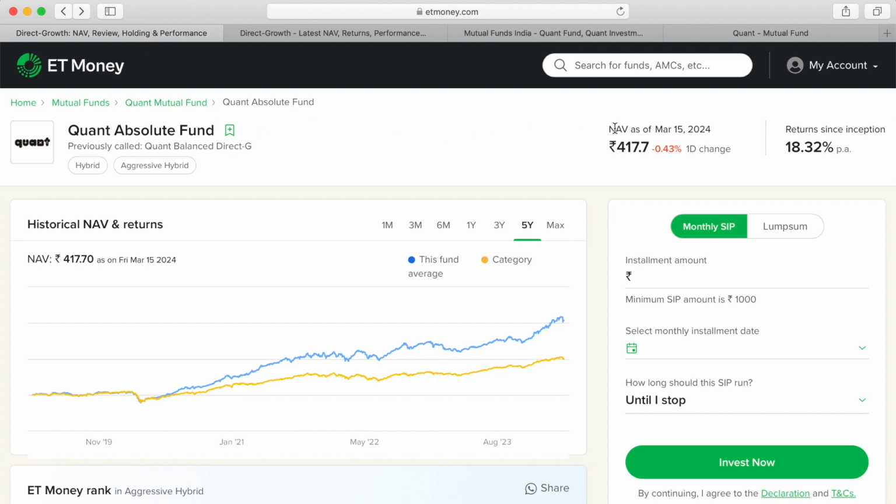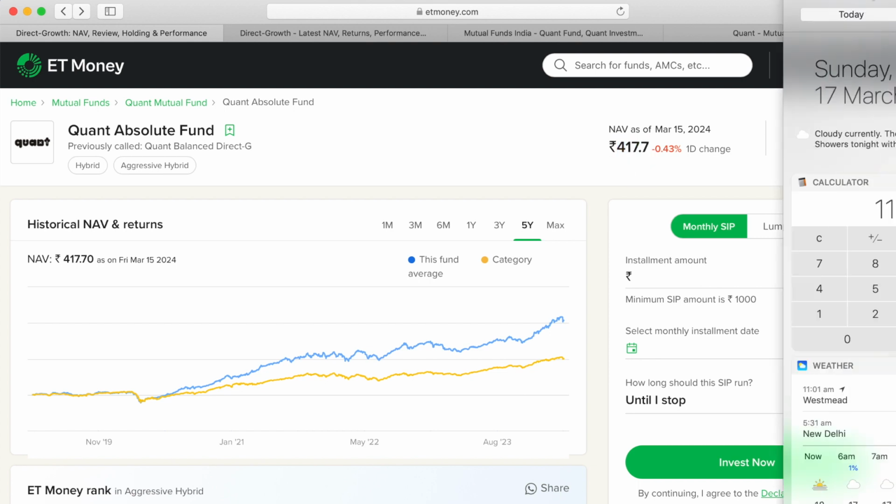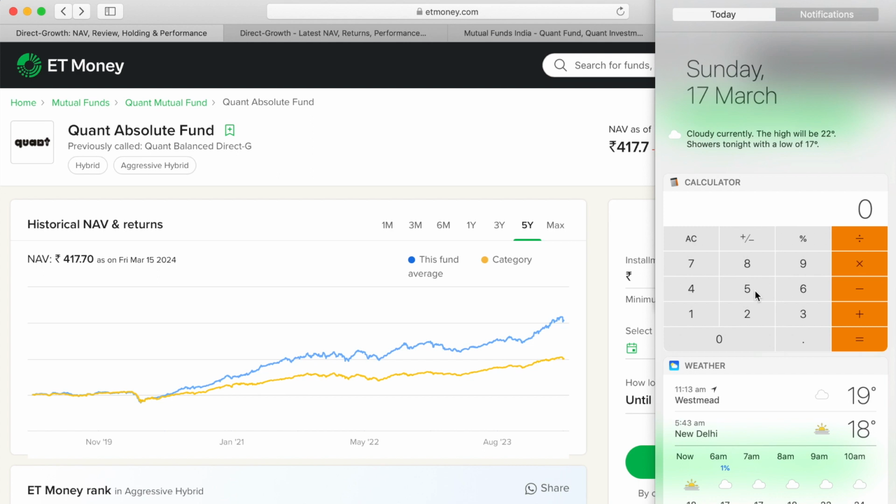The current net asset value as on March 15, 2024 is 417.7 rupees. It means that to invest in this mutual fund, to buy a unit, you have to pay 417.7 rupees. Example, if you are planning to invest in this mutual fund for rupees 5,000, then you will be getting the unit allocation of 5,000 divided by 417.7, which will yield you 11.9 units.